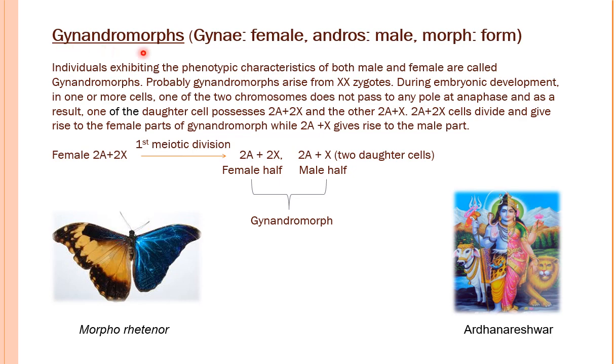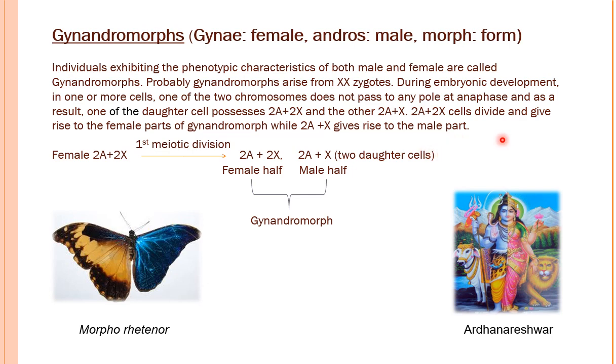Now we will discuss about the gynandromorphs. Gyne means female, andros means male, and morph means form. Individuals exhibiting the phenotypic characteristics of both male and female are called gynandromorphs. Probably gynandromorphs arise from XX zygotes. During embryonic development, in one or more cells, one of the two X chromosomes does not pass to any pole at anaphase, and as a result, one of the daughter cells possesses 2A plus 2X and the other has 2A plus X. 2A plus 2X cells divide and give rise to the female parts of gynandromorph, while 2A plus X give rise to the male part.